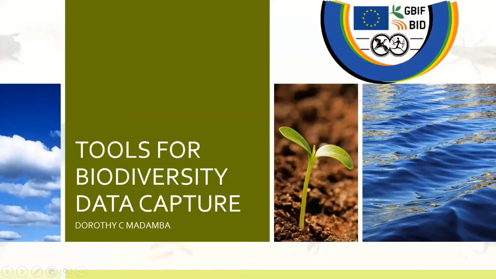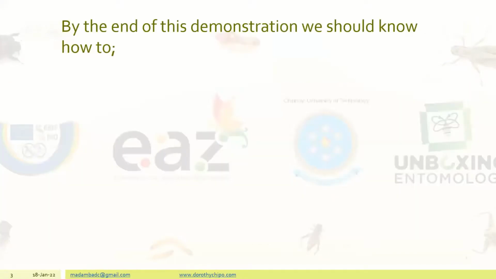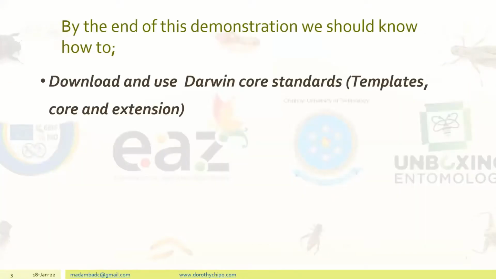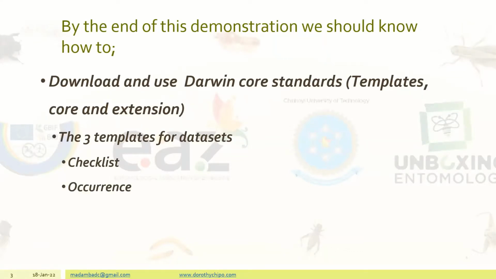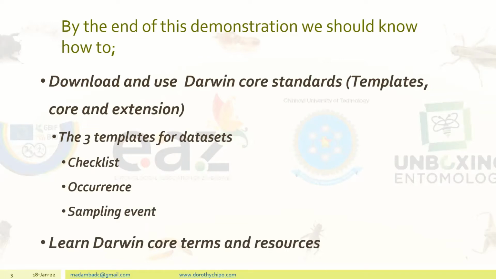So in this talk, we should be able to download and use Darwin Core standards or templates that are according to the three data sets that we talked about yesterday. So the checklist data set, the occurrence data set, and the sampling event data set. And we should have learned some Darwin Core terms for our fields and the resources on where to get them.